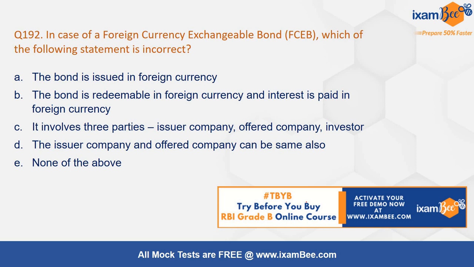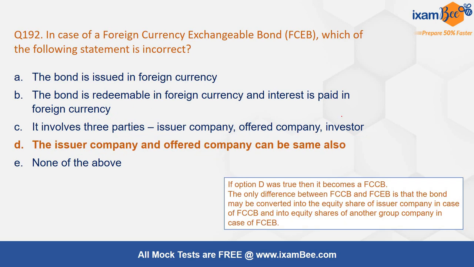In case of the FCEB, foreign currency exchangeable bond, which of the following statements is incorrect? The bond is issued in foreign currency. Yes. The bond is redeemable in foreign currency and interest is paid in foreign currency. That's why it is a foreign currency bond. It involves 3 parties: issuer company, offered company and an investor. The issuer company and offered company can be the same. No, this is not correct here, because if that is the case, then it becomes FCCB.